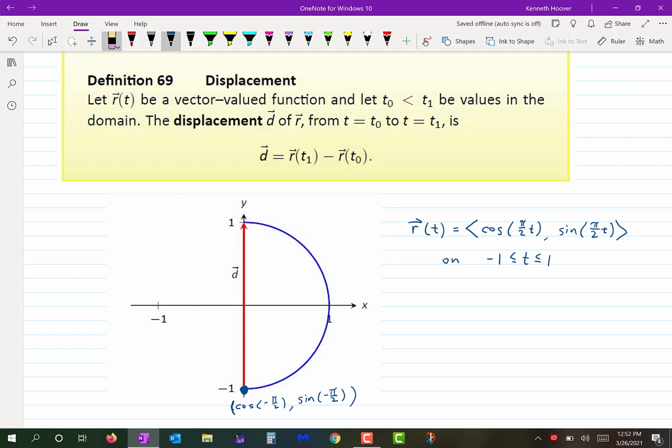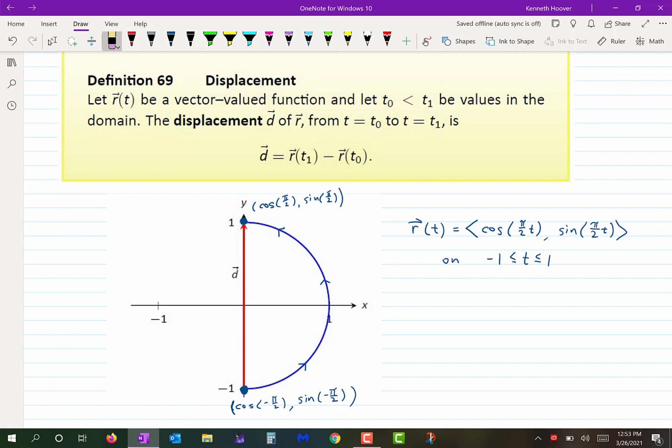Okay? Now, r of +1 is going to end at this point up here: cosine of pi/2 comma sine of pi/2. As you graph this vector valued function, you get a bunch of vectors that trace out that blue semicircle, and it does it in this direction, by the way, which is good to make a note of. Which direction does the semicircle get traced out?